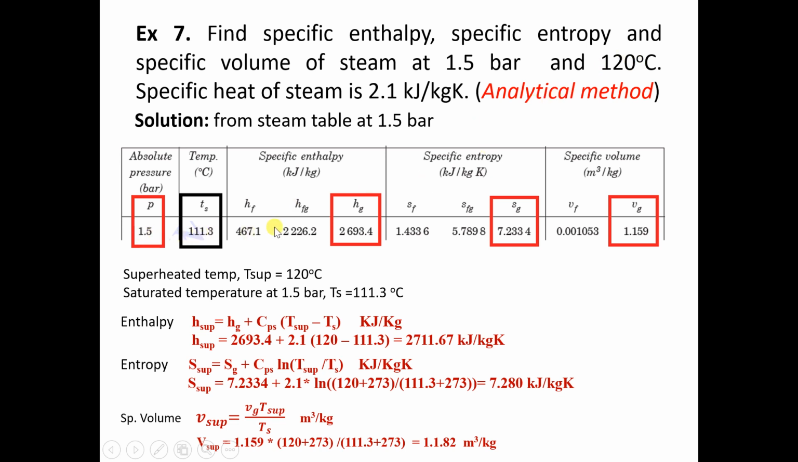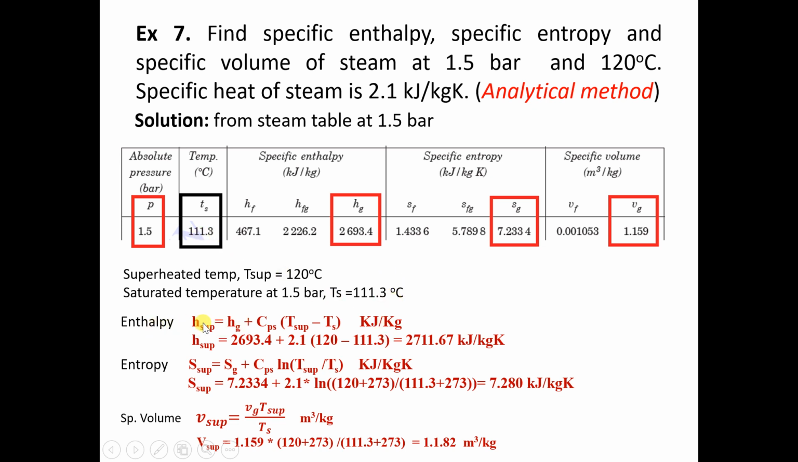Now, for 1.5 bar, these are the different values given for specific enthalpy, entropy, and specific volume. The superheated steam temperature is 120 degrees Celsius. The saturation temperature from the steam table at 1.5 bar is 111.3 degrees Celsius.